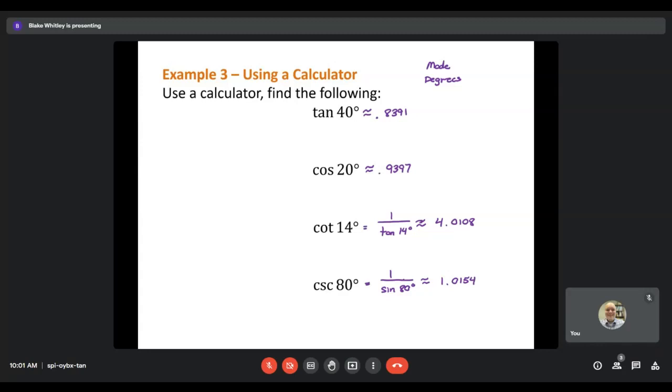So any of our 6 trig ratios now, we should be able to calculate for any angle using our calculator. You just have to remember with those other 3 that we do have to use reciprocals, so it's always going to be 1 over the 3 that we have a key for.